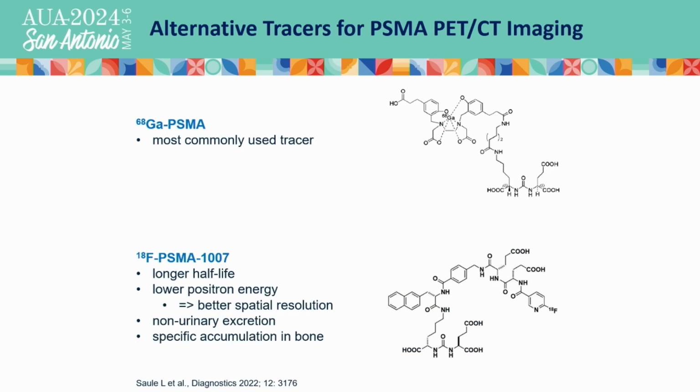Fortunately, there is a different tracer. It's also F18, but the 1007 tracer. It has a longer half-life. It has a lower positron energy. It also has a non-urinary excretion, and it is more specific for bone. You will not have false positive results if you use F18 1007, which was developed in the Department of Nuclear Medicine of my institution.